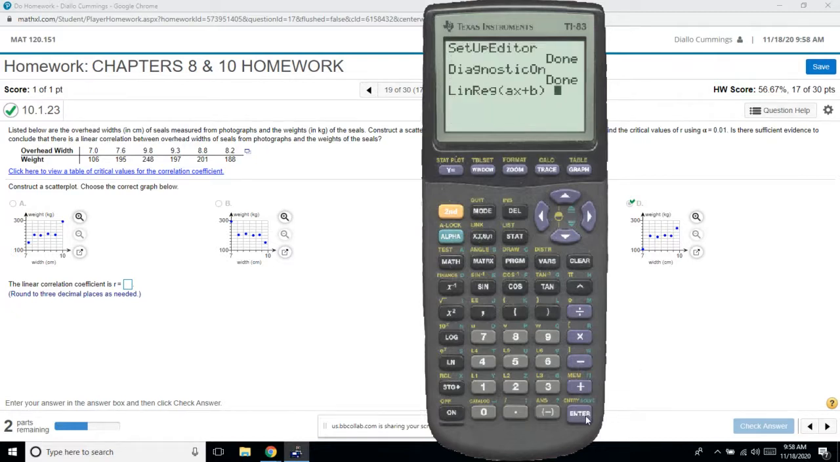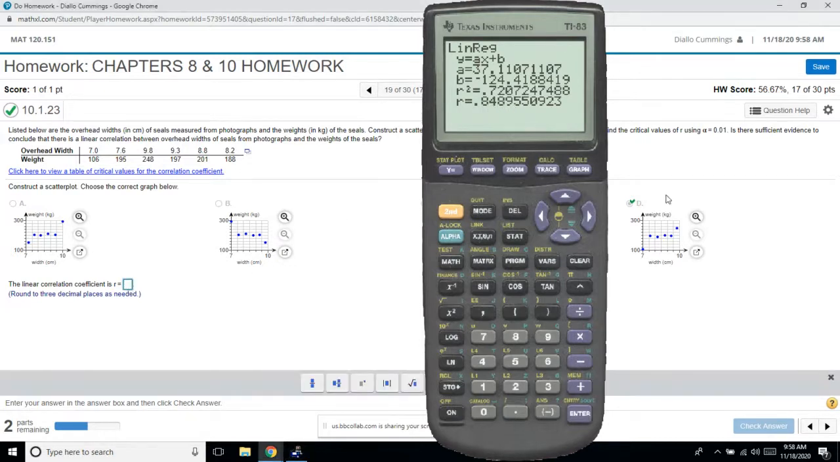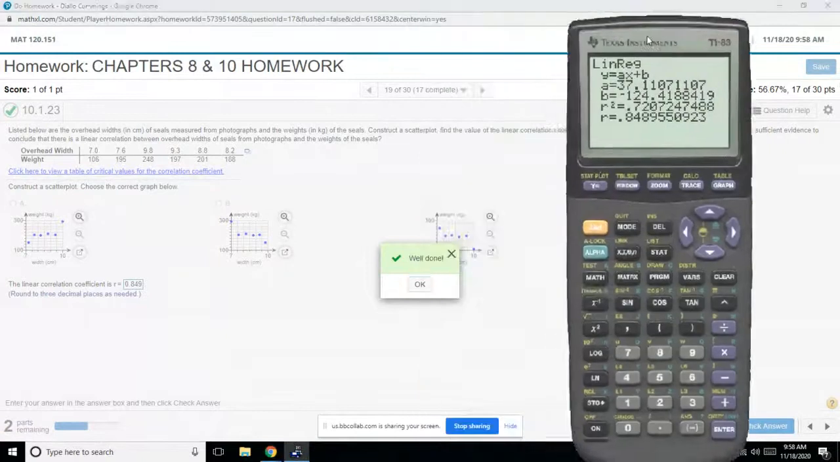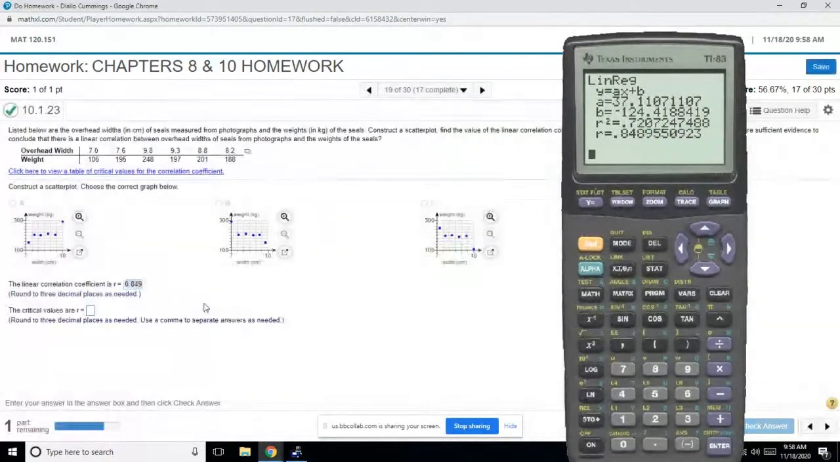All right, so linear regression is chosen. I'm going to hit enter once. I'm going to hit enter again. And notice we have our R value, which is 0.849. So now whenever you're asked to find the R value again, you never have to turn that diagnostic on. The only time you'll turn it on is if for some reason your R value disappears.